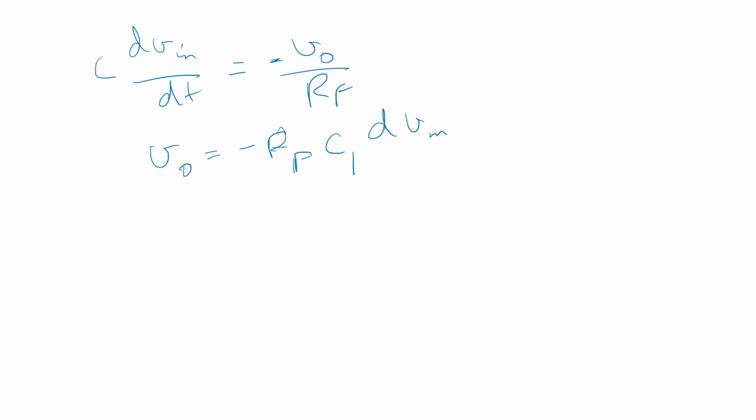C into dVin by dt is equal to minus V0 by RF, or V0 is equal to minus RF into C into dVin by dt. Since V1 is equal to V2 is equal to 0 volts, V0 is equal to minus RF into C1 into dVin by dt, and Fa is the frequency at which the gain is obtained.